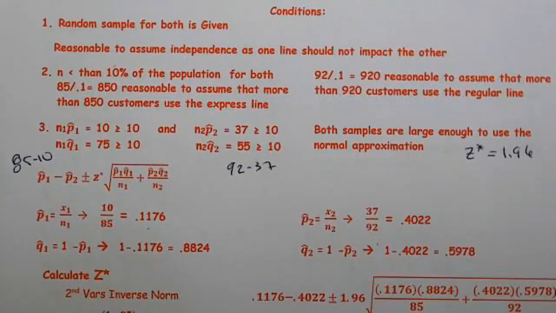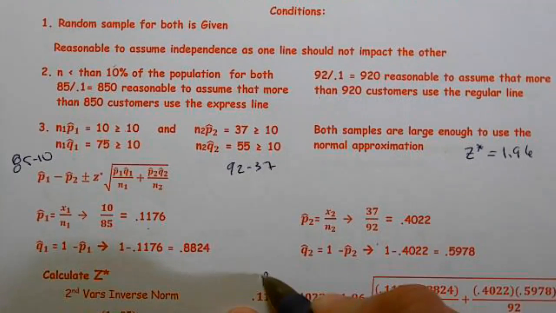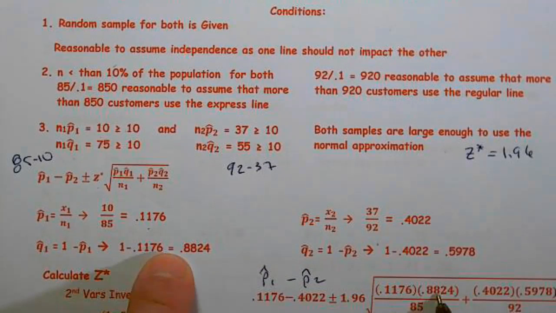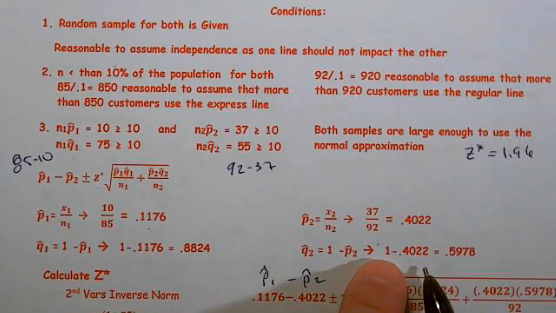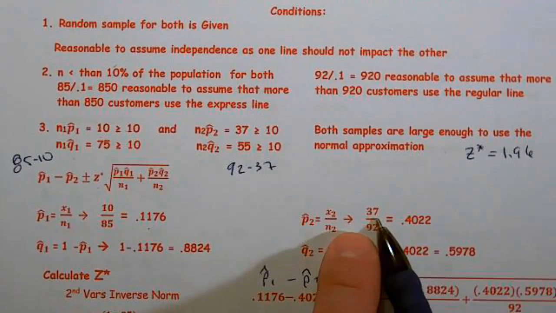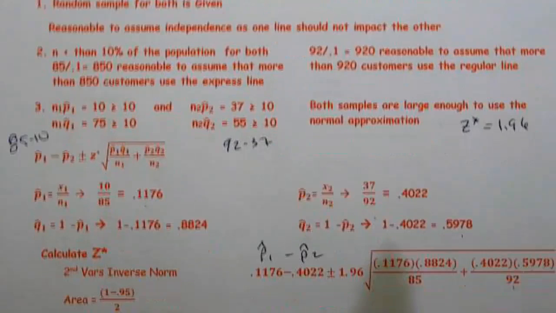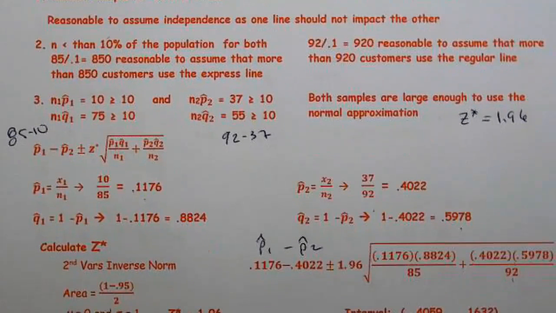So when we plug into the equation, p hat 1 minus p hat 2, plus or minus z star 1.96 times the square root of p hat 1 followed by q hat 1 over 85, plus p hat 2, then q hat 2 over our sample size of 92.